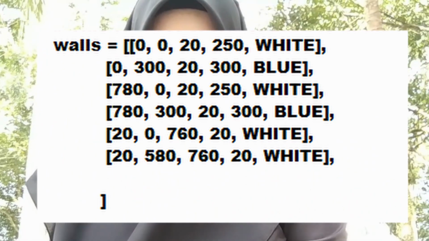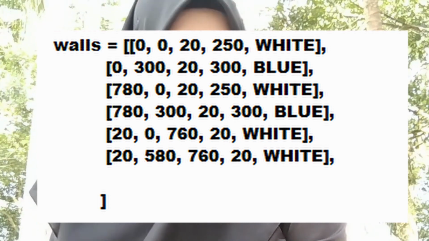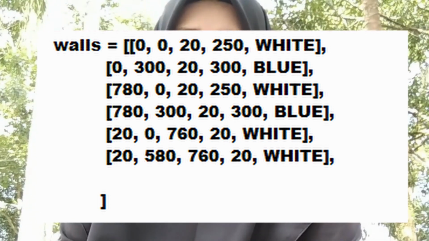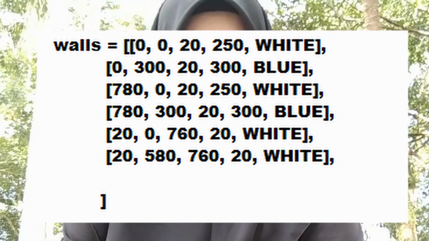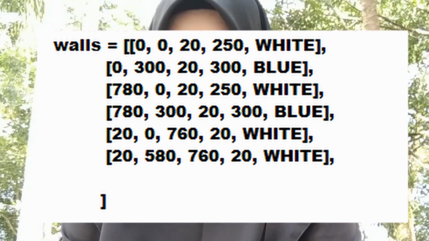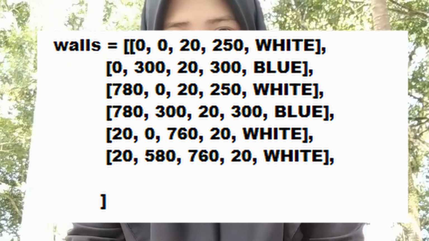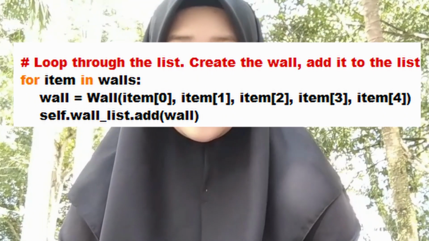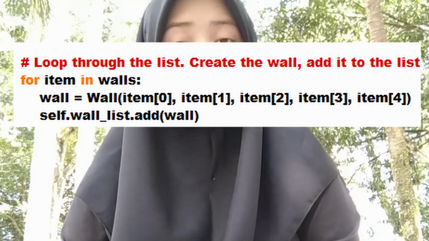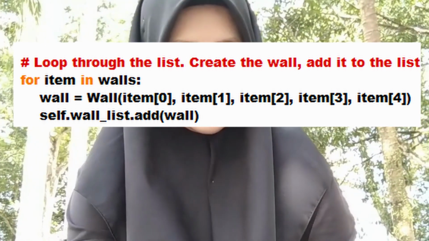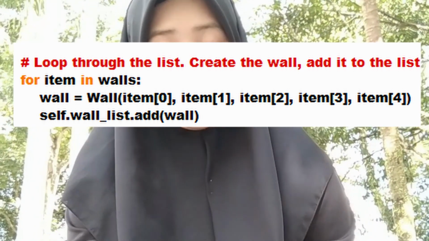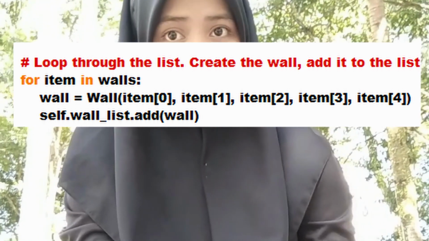This line is used to create the wall by using X, Y, width, height, and color, with the RGB value as the parameter. This line is used to loop through the list to create the walls. We're going to repeat this code for 22 more rooms.